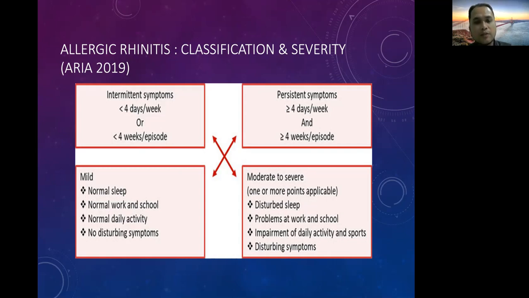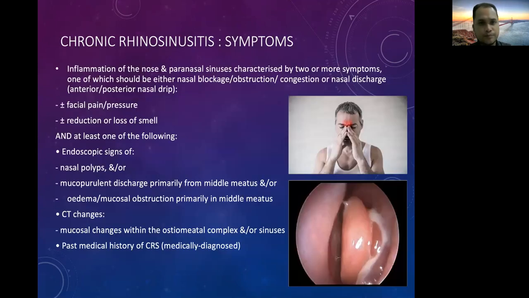For symptoms, intermittent symptoms means that the patient has symptoms of less than 4 days per week or less than 4 weeks per episode. For persistent symptoms, the patient will have symptoms more than 4 days per week or more than 4 weeks per episode.